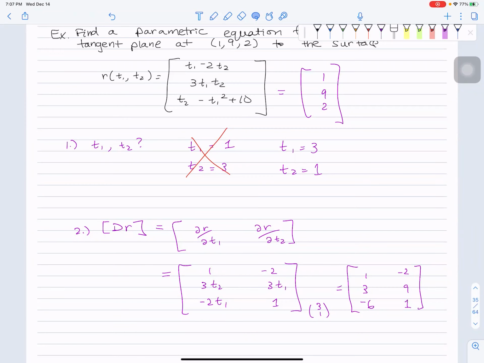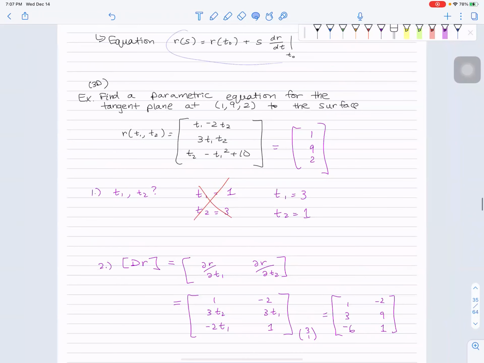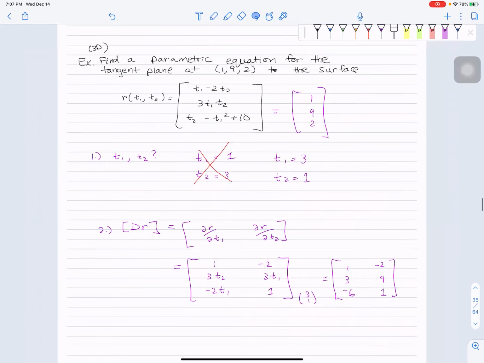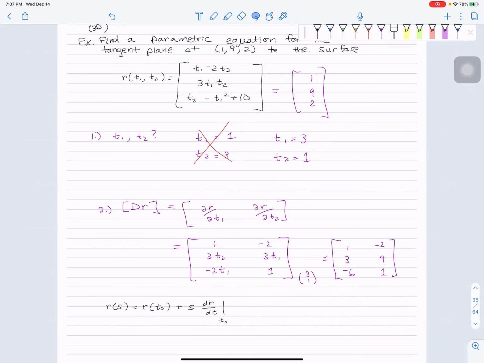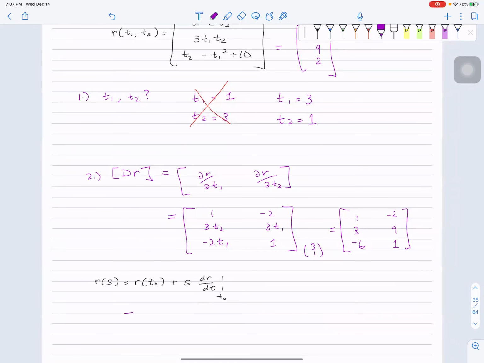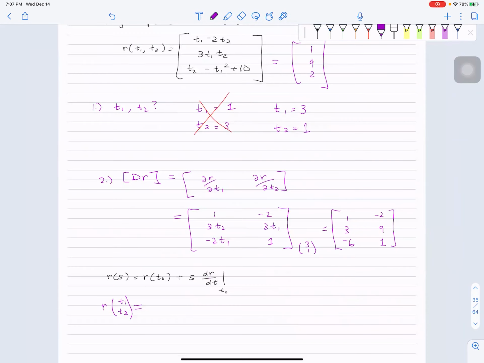So what's the formula that I follow? Let me copy and paste. So we have right now this formula saying S is however many variables you have. We have 2 variables, right? So I'm going to say R of T1, T2 equals my original value, the position at my original point. They gave me 1, 9, 2.